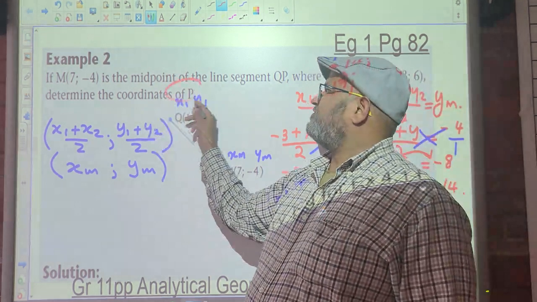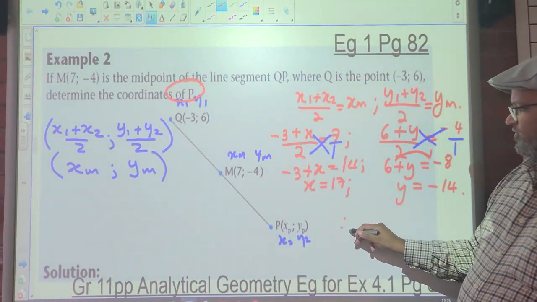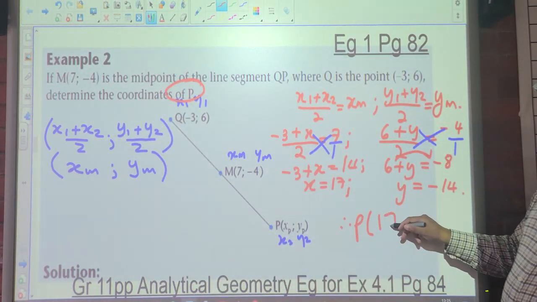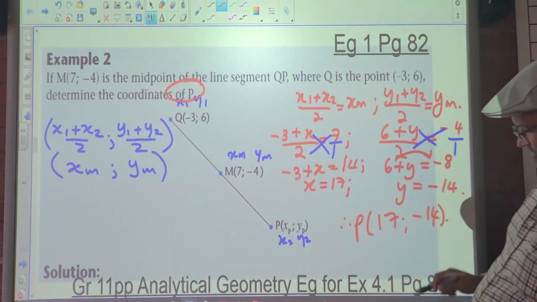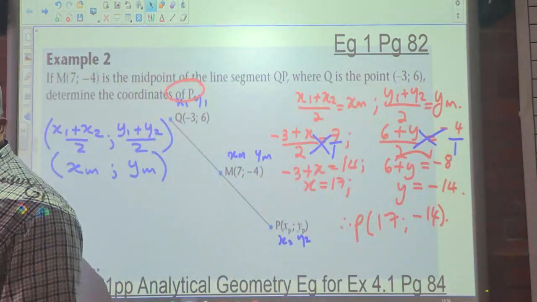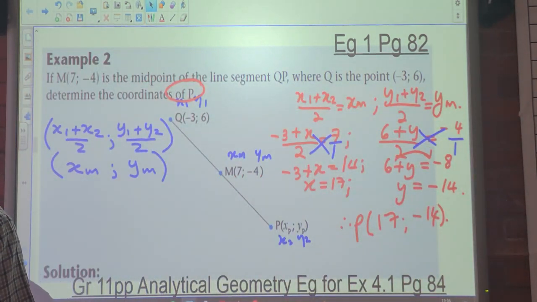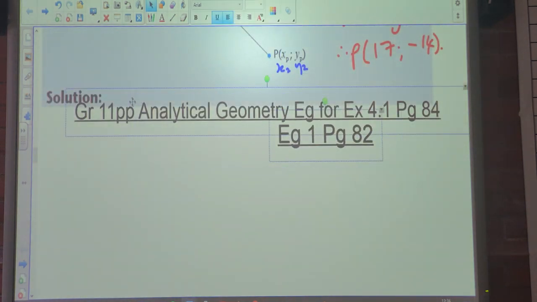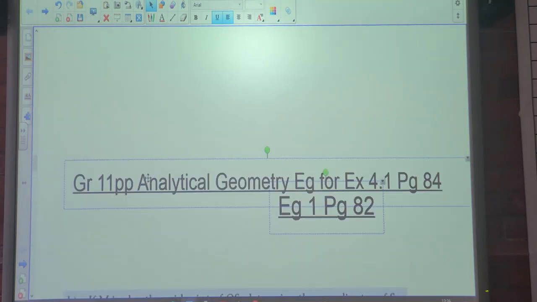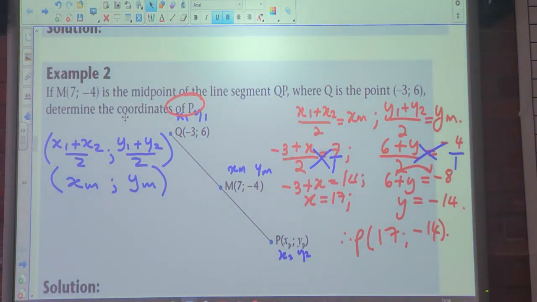The question says determine the coordinates of P. So therefore, P is 17 and negative 14. Any confusion there? Not yet? Let's go with the third one. Example 3. Was the B part of the question? Oh, that belongs to the next one.